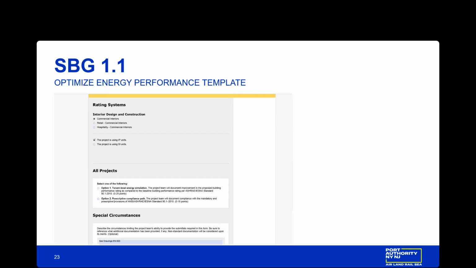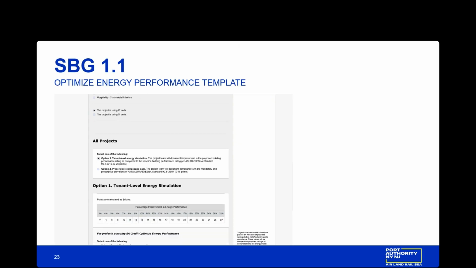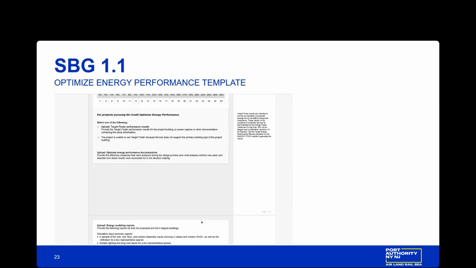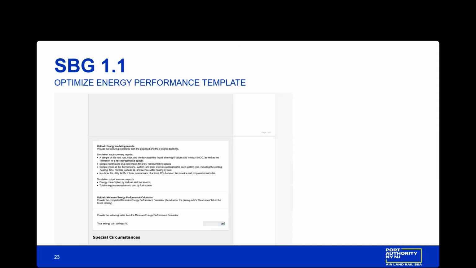So if you select that. And option 2 is a prescriptive compliance path, which will ask you to document compliance using the other forms, which are the lighting power density calcs and other calculators that will show up in this template. So here, I'll show you what happens with option 1. When you select that, you see the template changed, and it basically gives you the point allocation for the percentage of improvement over the ASHRAE baseline.